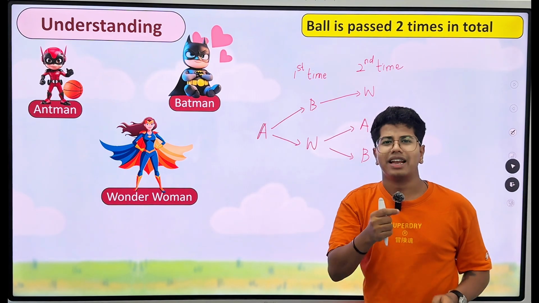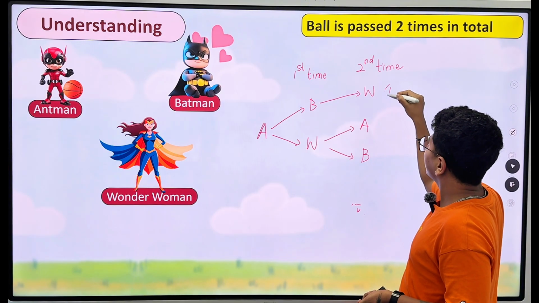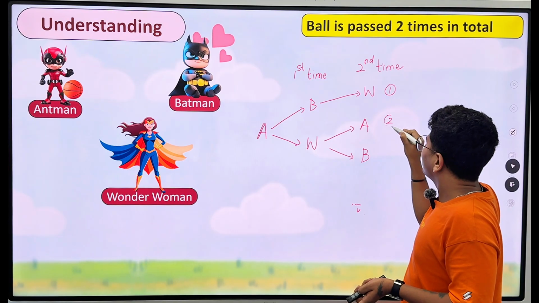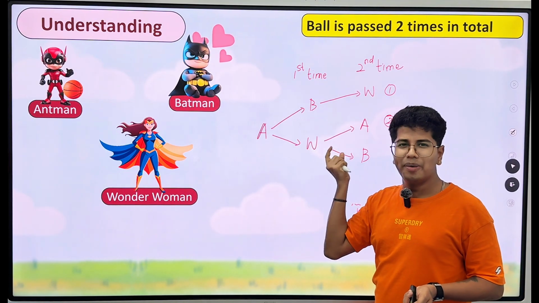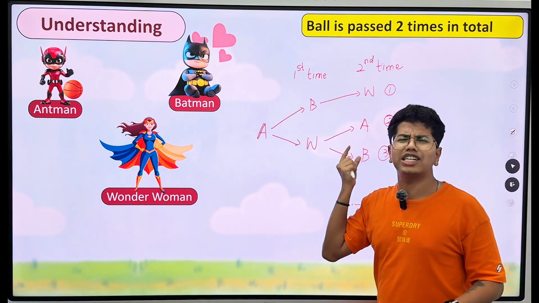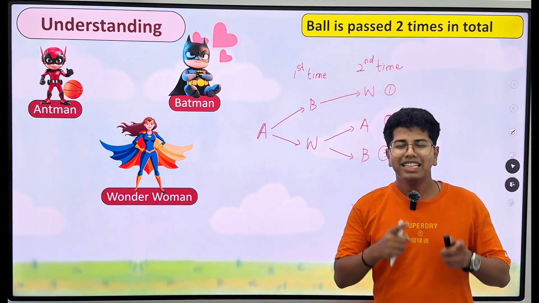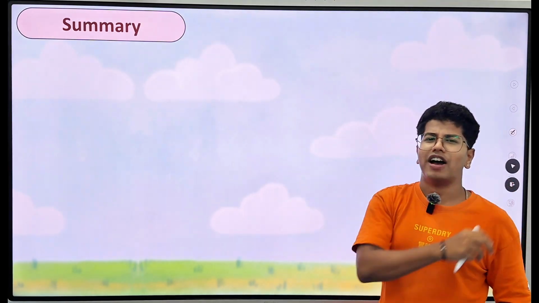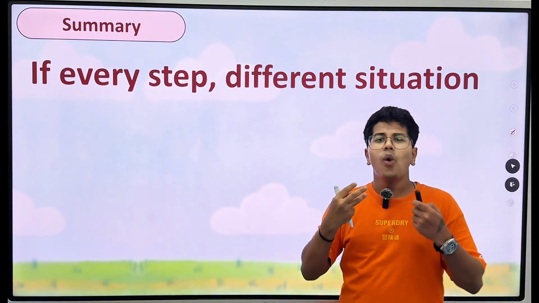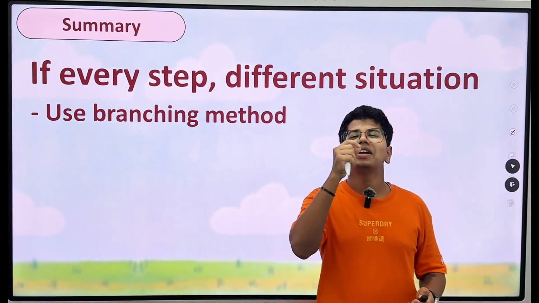Now if I want to count the number of ways, it's Ant-Man, Batman and Wonder Woman. This is the first way. Then Ant-Man, Wonder Woman, Ant-Man again. This is the second way. And how about this? Ant-Man, Wonder Woman, Batman. This is the third way. So in branching, we don't have to count one by one. We can just see the last one and name them. This is what the branching method is. So if I summarize, if every step has different situations, which method can we use, class? Perfect, we can use the branching method.